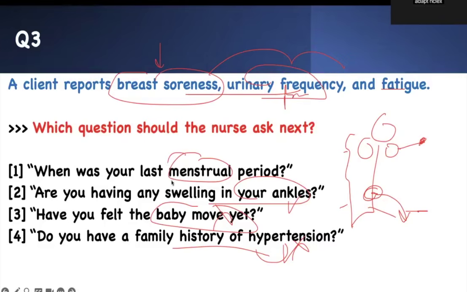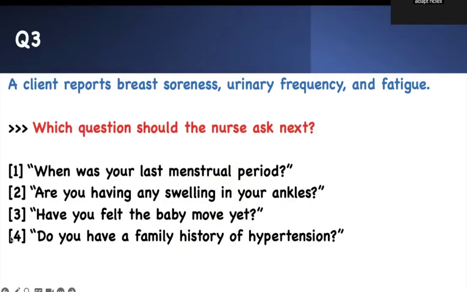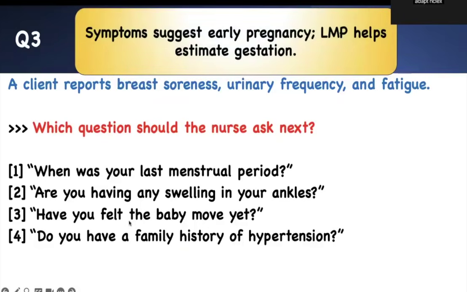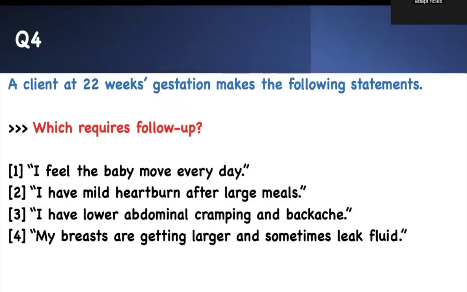Connected that. This looks like somebody who is pregnant, and therefore ask for the menstrual period. That is the content here. This constellation of symptoms is consistent with what? Pregnancy. Symptoms suggest early pregnancy. So find out their last menstrual period, and that will help you. 22 weeks, second trimester gestation.